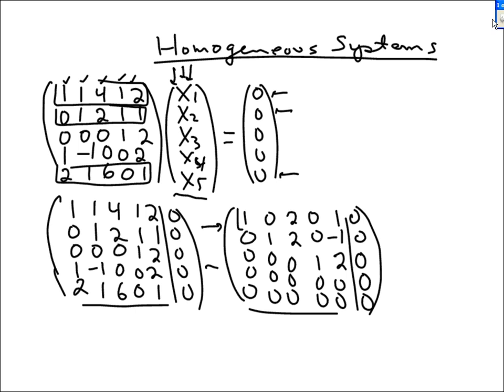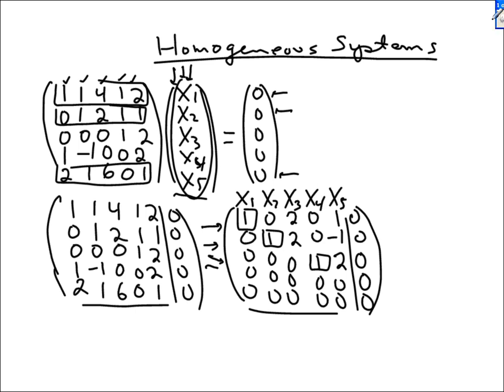The first row has a leading one. The second row has a leading one. The third row has a leading one. And the columns were labeled by that vector: x1, x2, x3, x4, and x5. Column x1 has a leading 1. Column x2 has a leading 1. x3 does not. x4 does. There it is, 1. And x5 does not. That means x3 and x5 can be any entry.